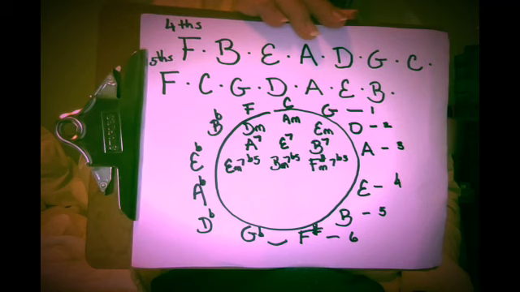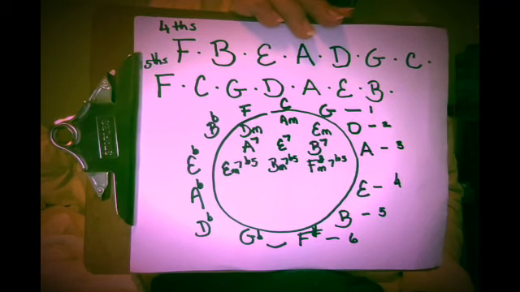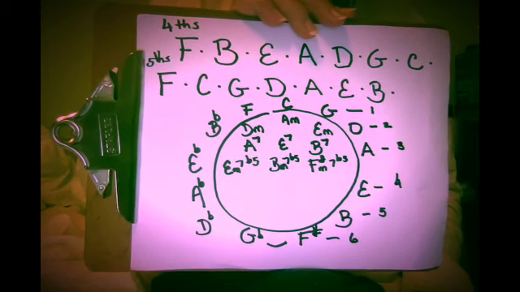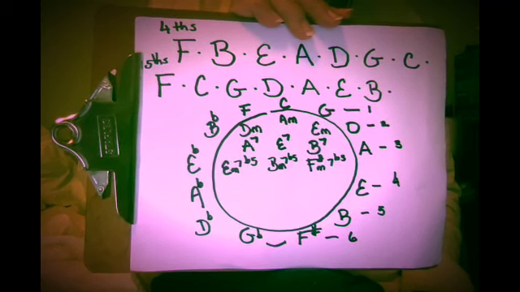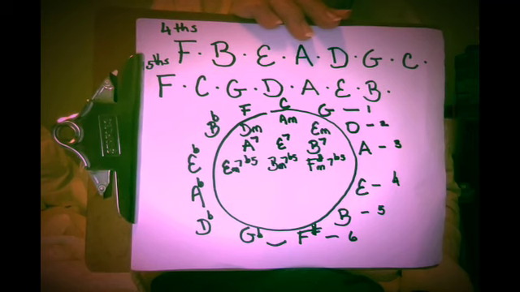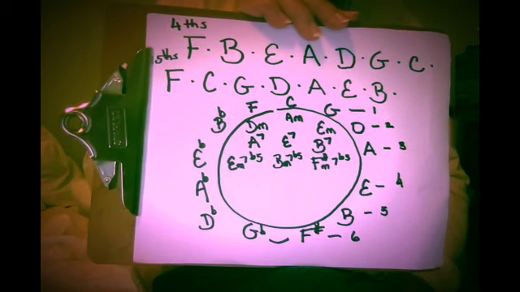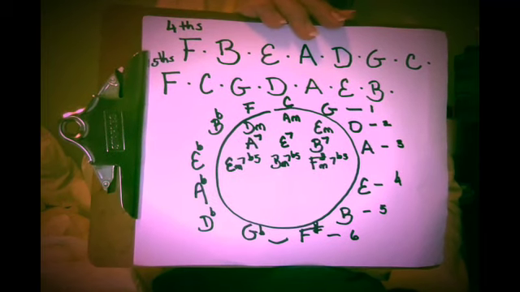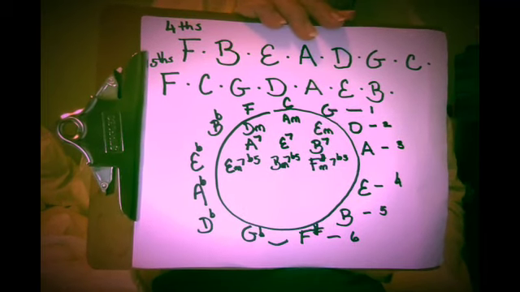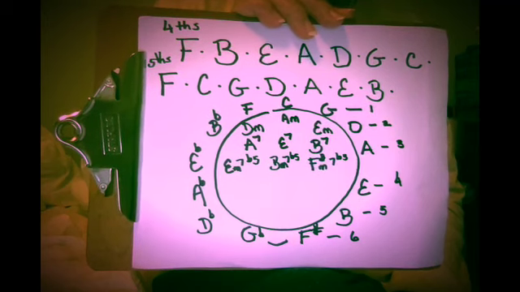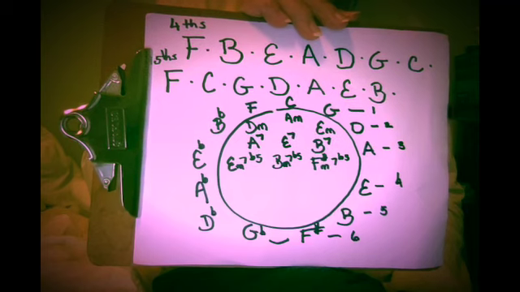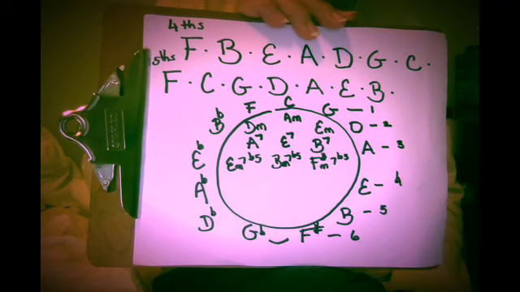So whole, whole, half from C would be C, a whole step to D, D, a whole step to E, E, a half step to F. That's whole, whole, half. Then from F, whole, which is G. From G, a whole step to A. From A, a whole step to B. From B, a half step to C. Whole, whole, half, whole, whole, whole, half.